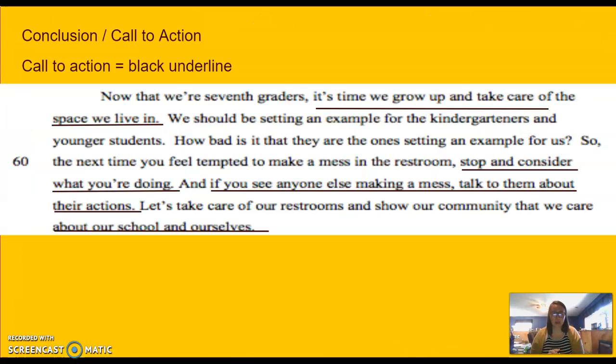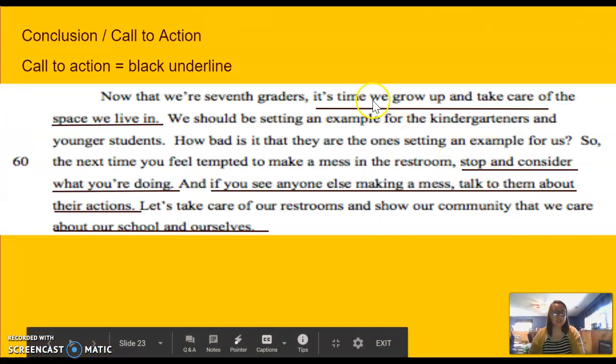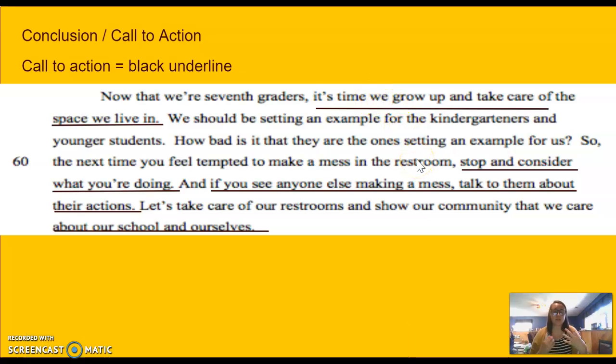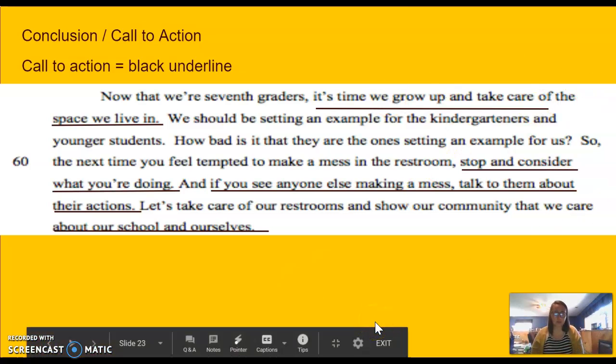So in Dakota's essay, I have it in black underline again. She has several spots where she gives specific ways that she wants her audience to make this change. She says, "It's time we grow up and take care of the space we live in. Stop and consider what you're doing. If you see anyone else making a mess, talk to them about their actions. It's time that we take care of our school and ourselves." So all these different pieces of her saying, not only here's the information that I've given you, but here's what we seventh graders need to do. Boom, boom, boom, boom, all these different examples, right?